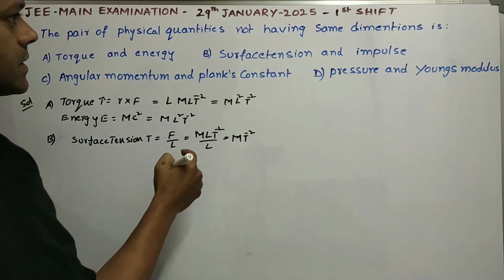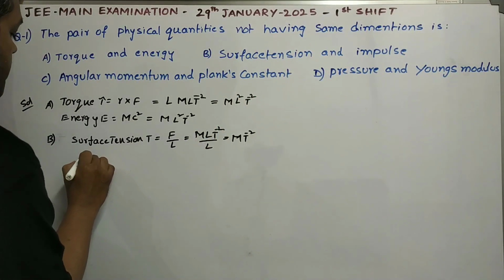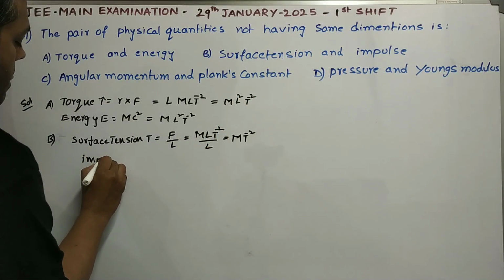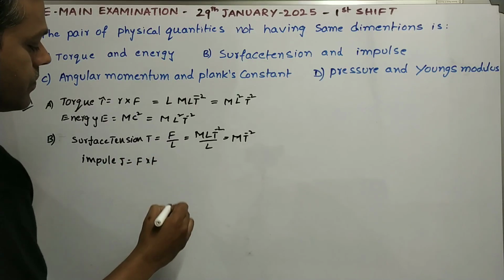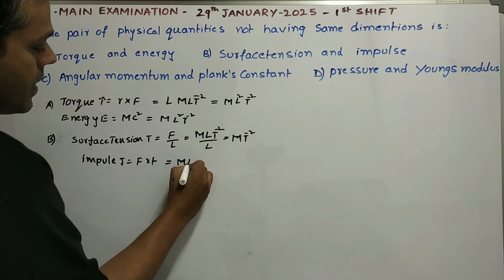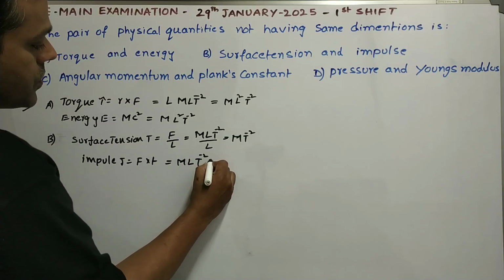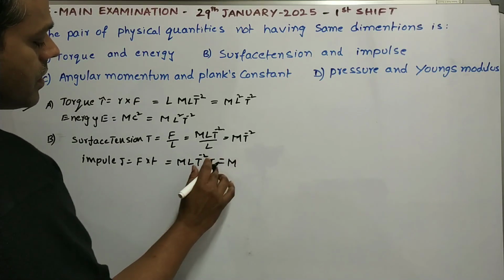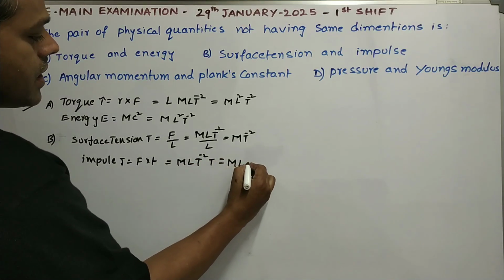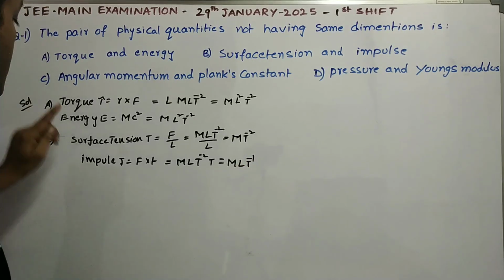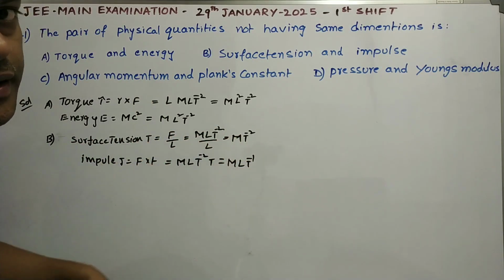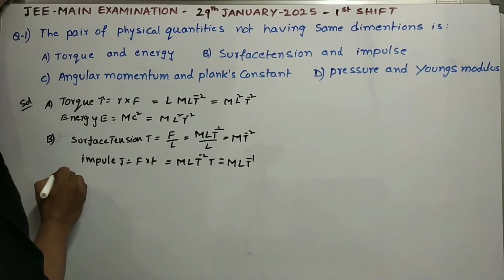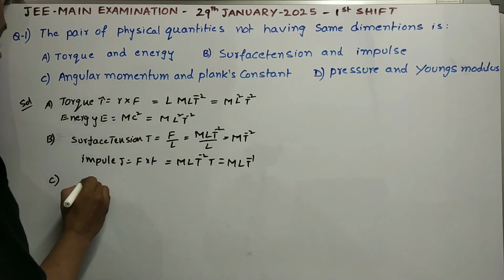Next, its pair is impulse. Impulse J is equal to force into time. M L T power minus 2 into T. That means M L T power minus 1. So it may be the answer. Why? Because surface tension and impulse both have different dimension formulas.